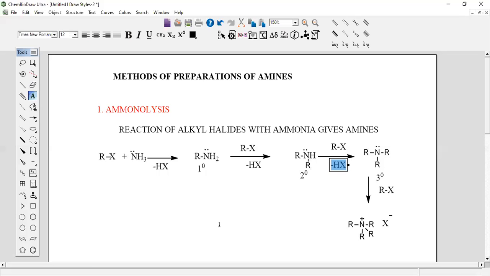Before going further, I want to take the attendance. Let me stop the sharing. First, let me take the attendance. How many of you? 4 members came.